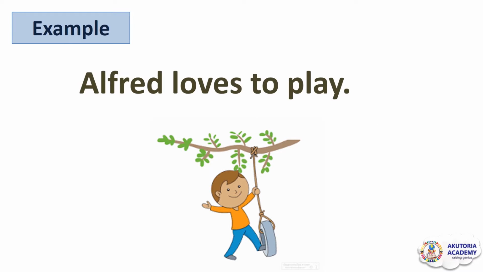Alfred loves to play. Now this sentence is talking about someone. Who is the person? Alfred, exactly. So Alfred is the subject of the sentence because a subject is the person or the thing a sentence is about. So in this sentence we are talking about Alfred. It means Alfred is the subject of this sentence. Okay?